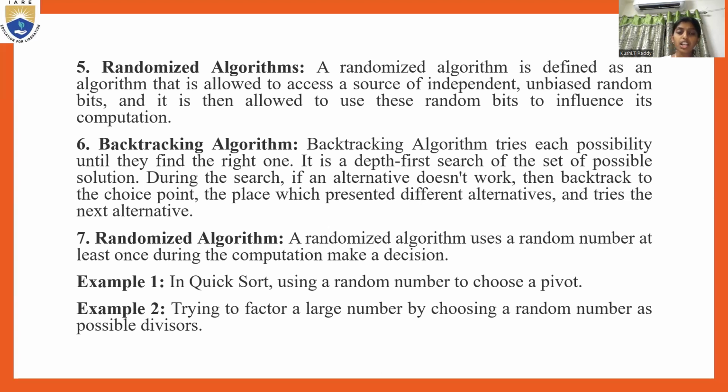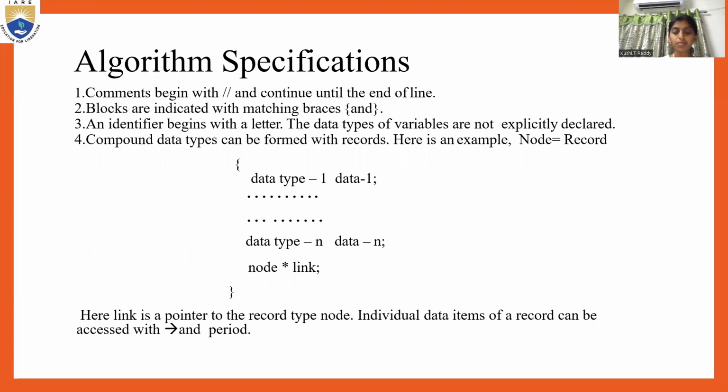Next, coming to randomized algorithms, let us see examples of them. A randomized algorithm uses a random number at least once during the computation to make a decision. The first example is Quicksort, where you use a random number to choose a pivot value. Another is trying to factor a large number by choosing random numbers as possible divisors.